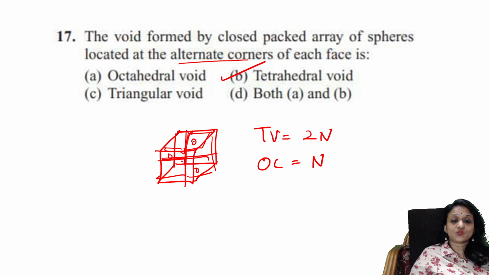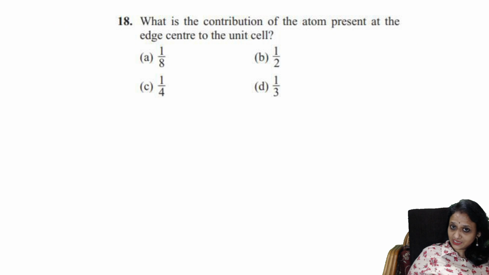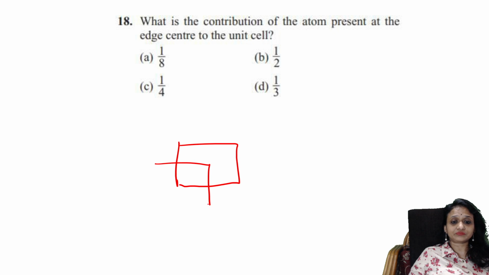Remember that. Alternate corners, if they say it is tetrahedral. Body diagonal, then you can say it is octahedral. Okay. Then question 18: what is the contribution of an atom present at the edge center of a unit cell? Edge center. Okay, this is my unit cell.